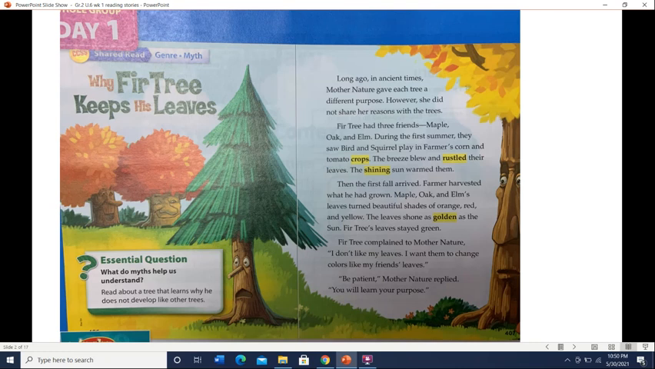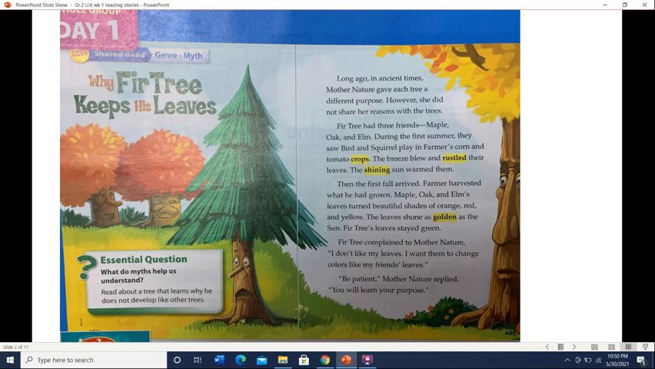Of our story is called Why Fir Tree Keeps His Leaves. As you see here from the title, the story is about a tree, and this kind of tree is called fir tree. We all know that there are different kinds or types of trees.